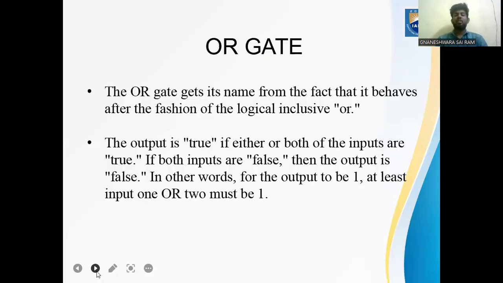And the second one is the OR gate. The OR gate gets its name from the fact that it behaves after the fashion of the logical inclusive OR. The output is true if either or both of the inputs are true. If both inputs are false, then the output is false. In other words, for the output to be one, at least one input of the OR gate must be one.